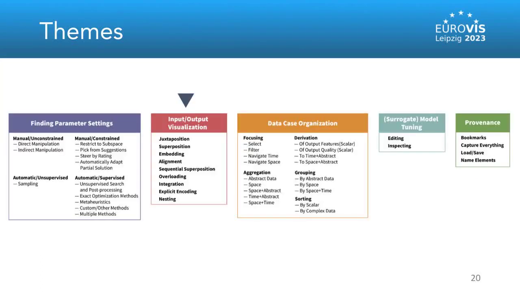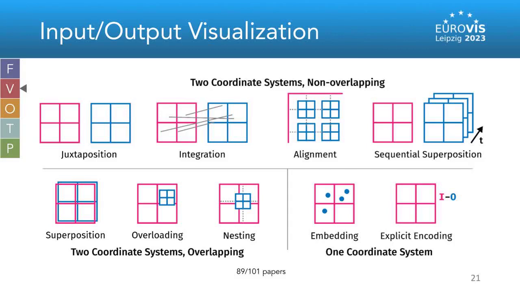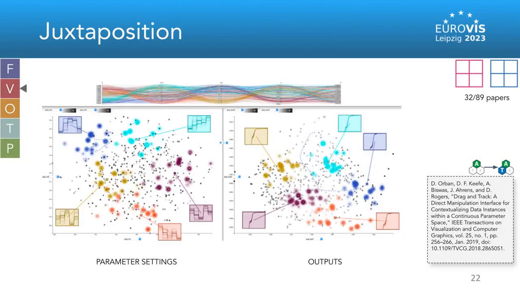Moving on to input-output visualizations. We identified 9 idioms that can be distinguished by the relation of their coordinate systems. Here are some examples. The most common idiom was juxtaposition, in which we have 2 separate coordinate systems that are not connected by marks and their relative position is irrelevant.